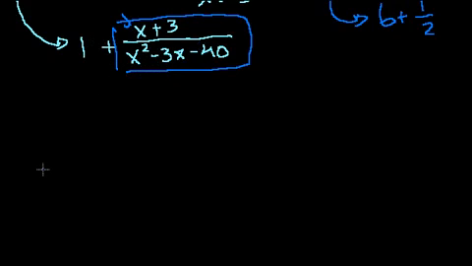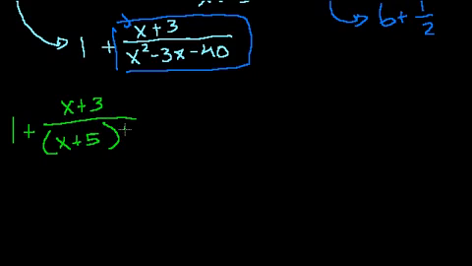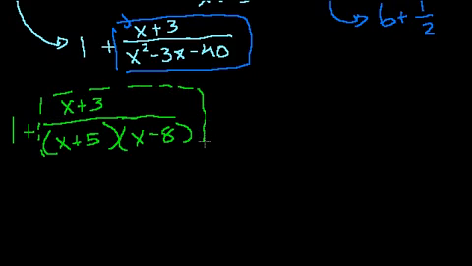So we can rewrite this up here as 1 plus x plus 3 over x plus 5 times x minus 8. Right? 5 times negative 8 is minus 40, and 5 minus 8 is minus 3. So we're all set. Now I'll just focus on this part right now. We can just remember that that 1 is sitting out there out front. This is the expression we want to decompose or expand.